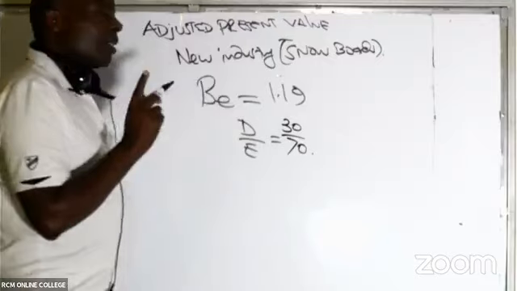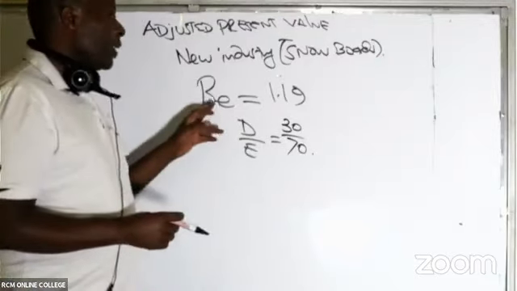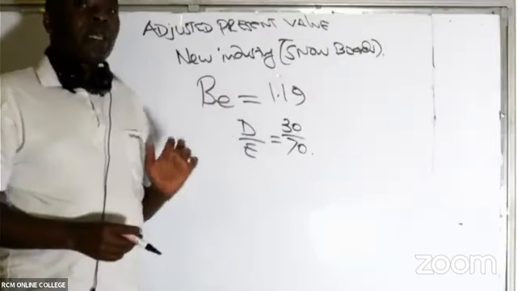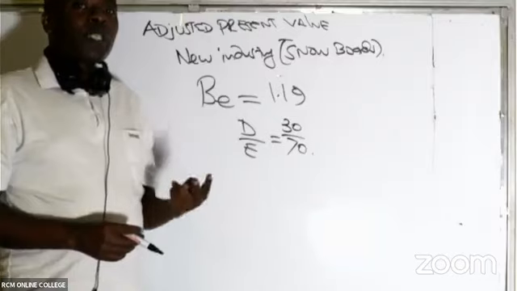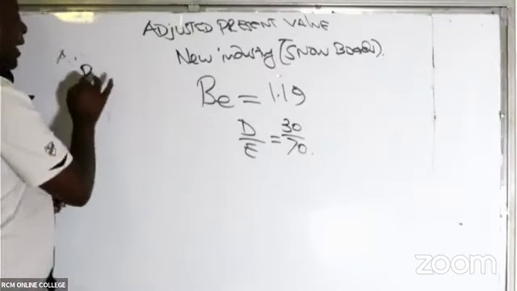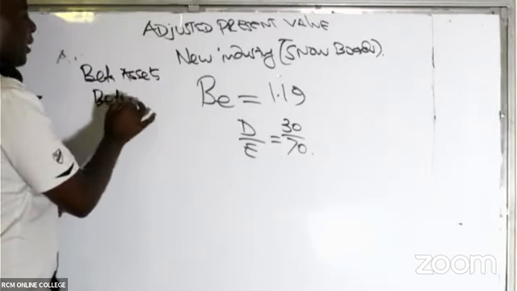Now, please, ladies and gentlemen, listen to me very well. This examiner was quite lenient because he told us that this is beta equity. Most examiners will just tell you that that is beta. So it's useful to know that we have two types of betas. We have beta assets, and then we have beta equity.